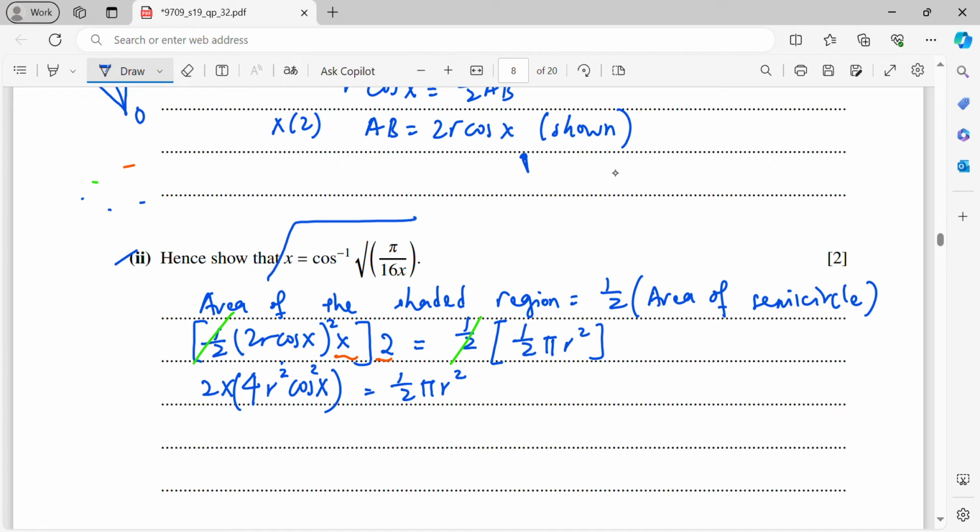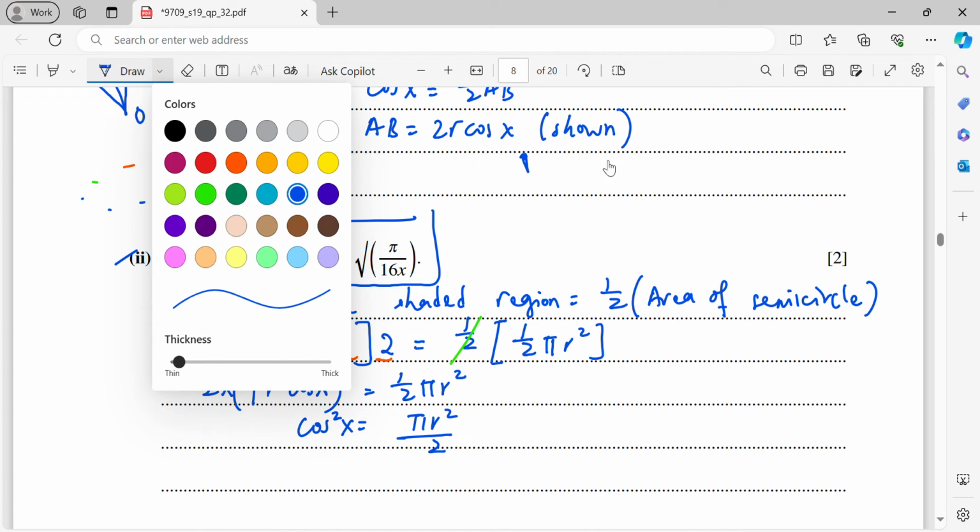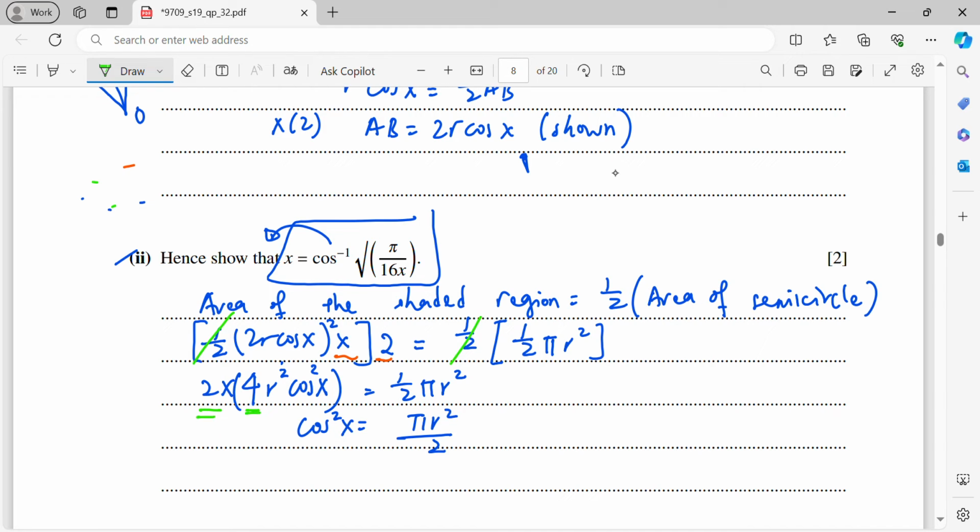And now you need to show this. x is inverse cos. Before you get the inverse cos, you must get cos x first, because this inverse cos can be moved to the other side. So which means here, I can just move all the terms to the right side except the cos squared. So I will write cos squared x equals pi r squared over 2. Then the terms here, 2 and 4 becomes 8, together with the x and r squared. So all this will be moved down, that means it will be divided. So 1 over 4 times 2 is 8, then x r squared. Obviously the r squared will be cancelled off.